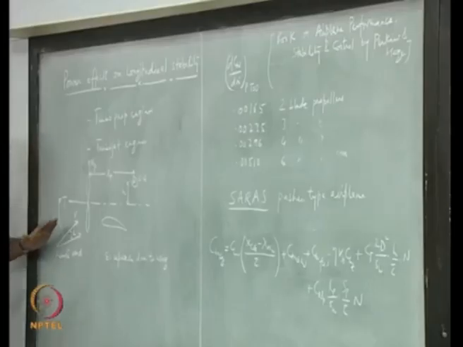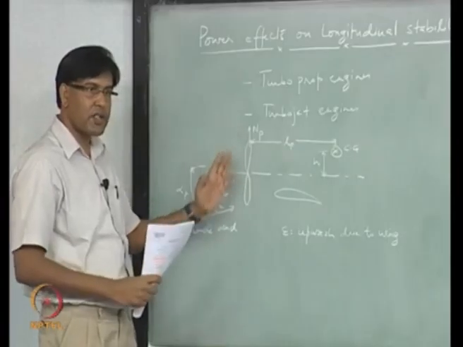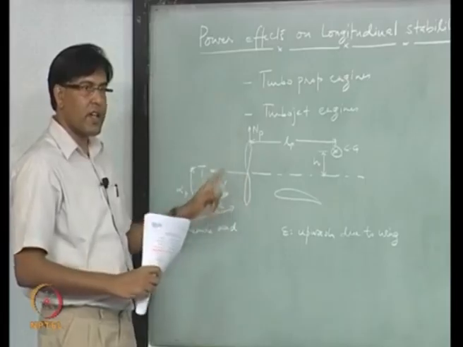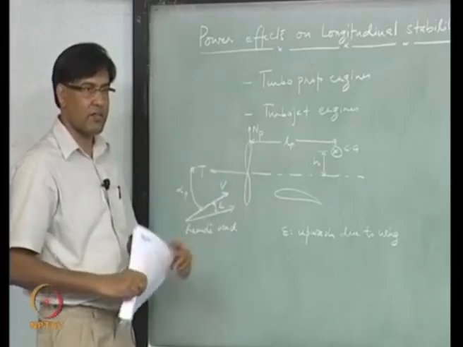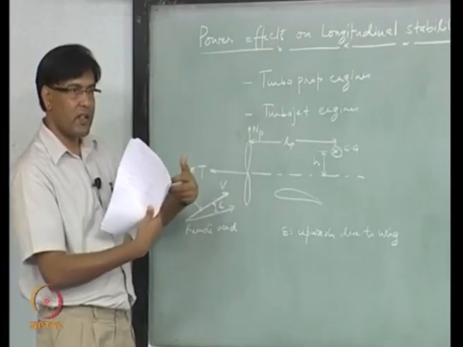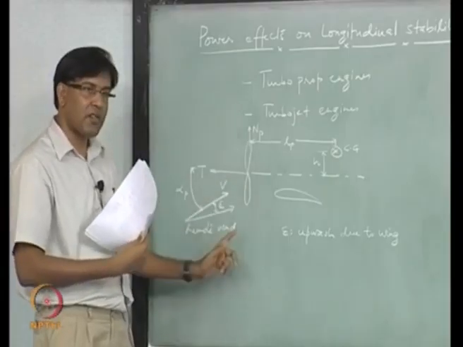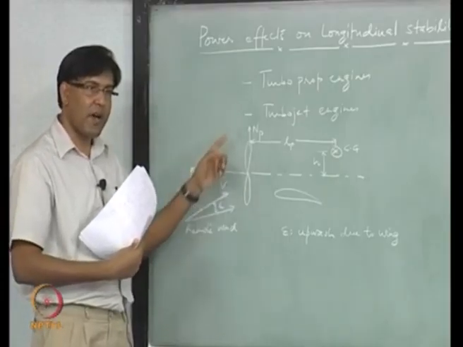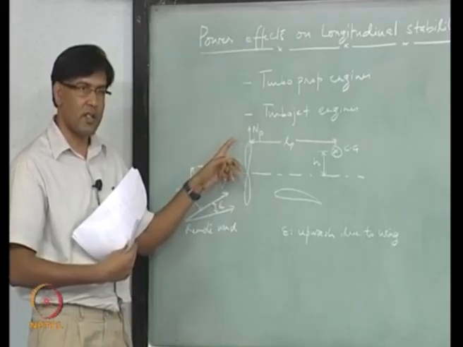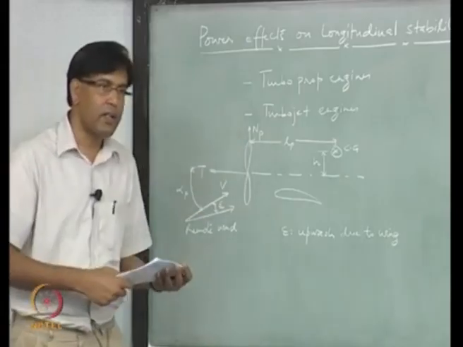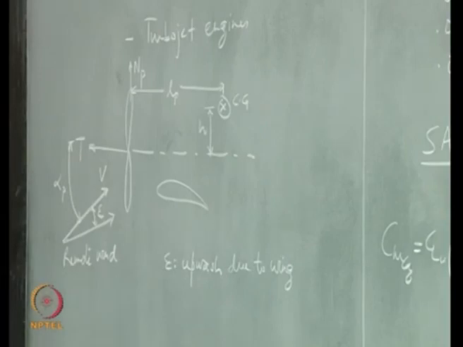See, look at this. Flow is coming at some angle. So of course the forces in the vertical direction are not going to compensate for the one acting upward and the one acting downward. So some unbalanced force is there.